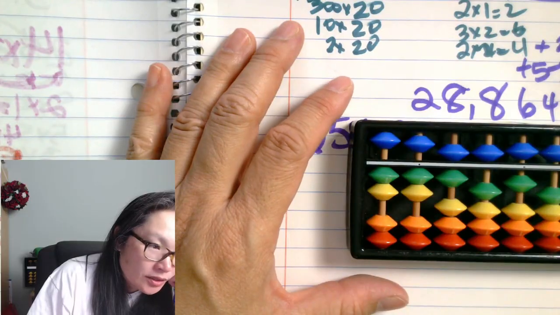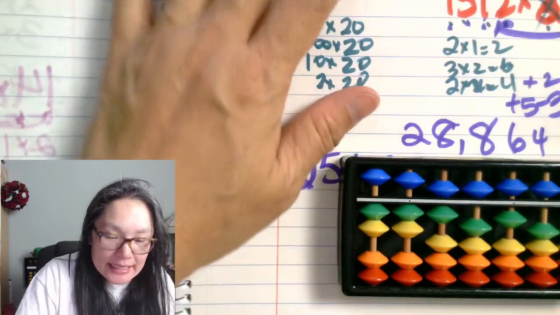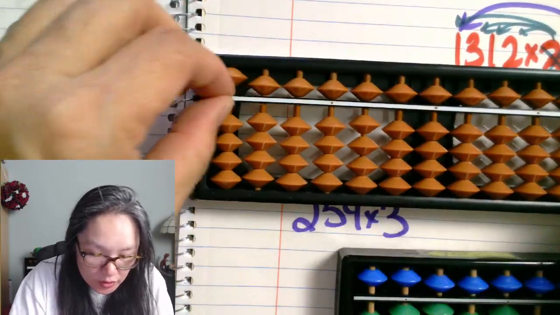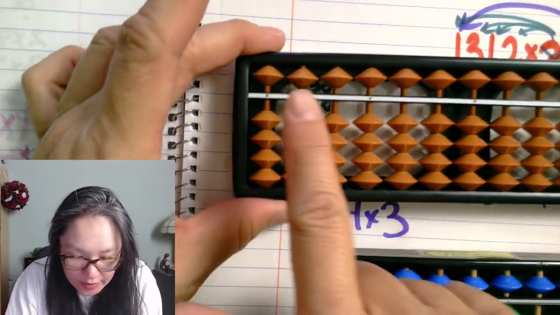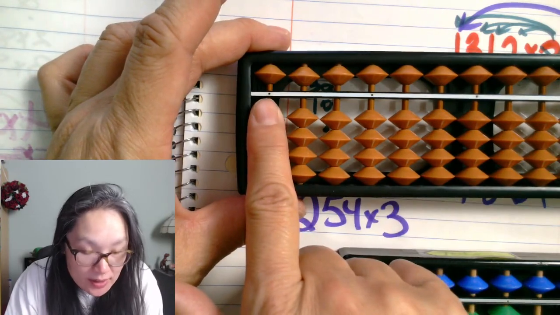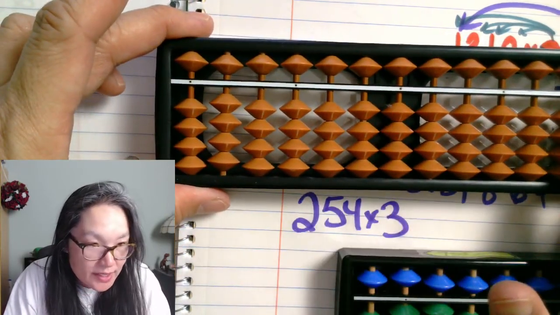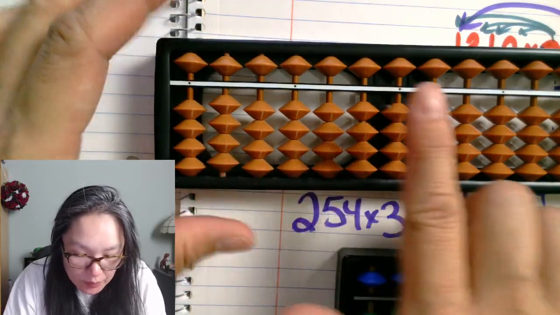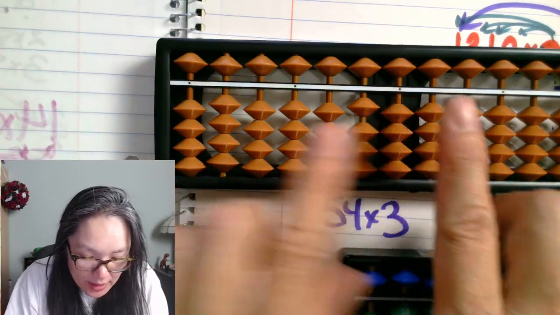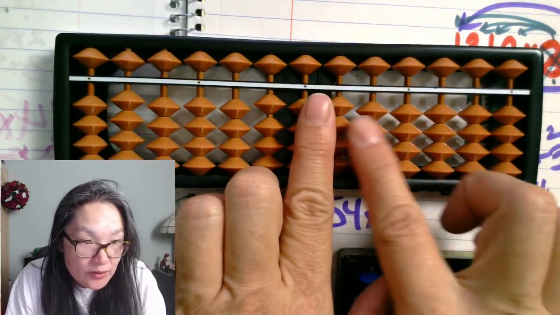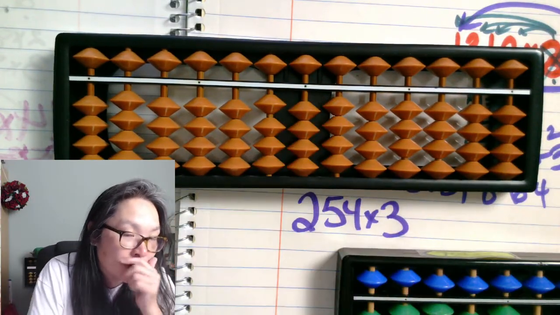How far does it go? It doesn't matter how far it goes. It goes as far as you want it. So if you choose this to be your ones, then you have 12 columns to be your decimal. If you choose the middle one to be your ones, then you have 1, 2, 3, 4, 5, 6 columns. You have 6 columns to be your decimal.